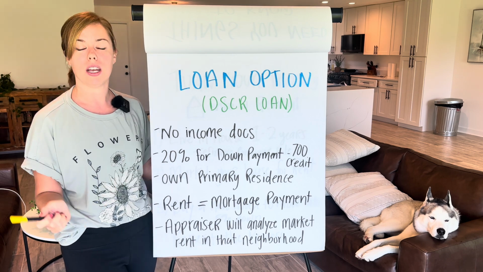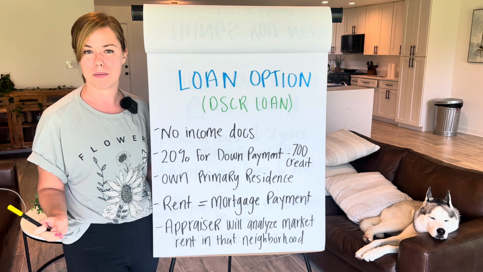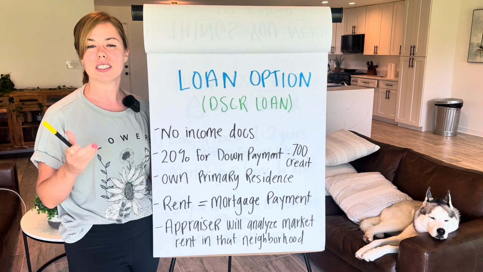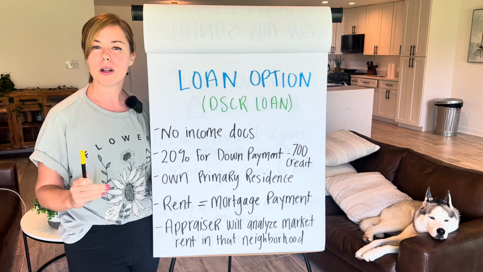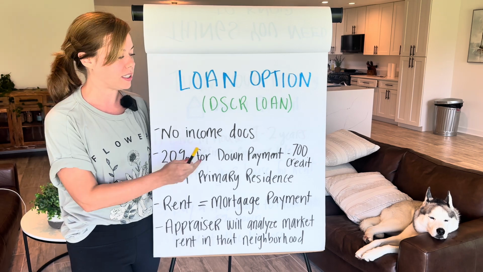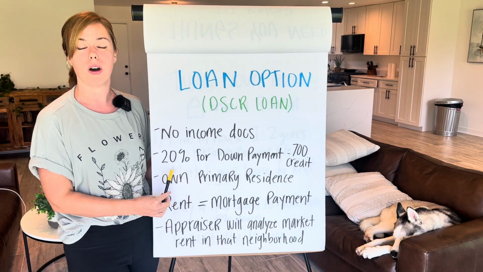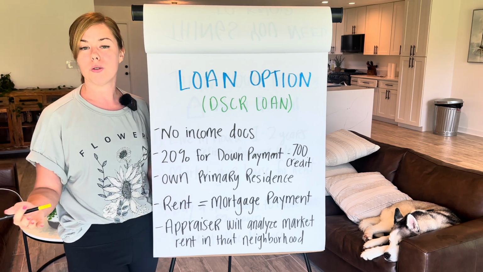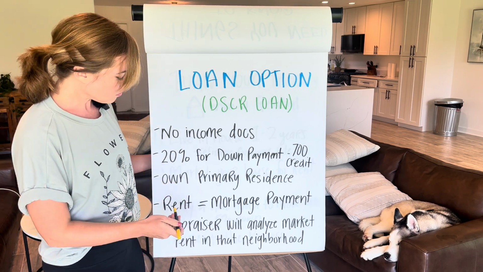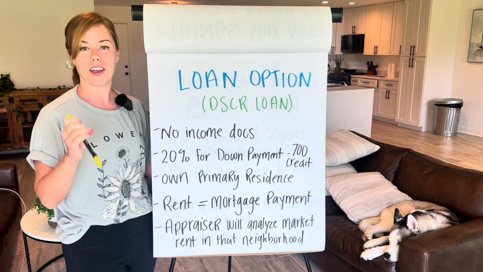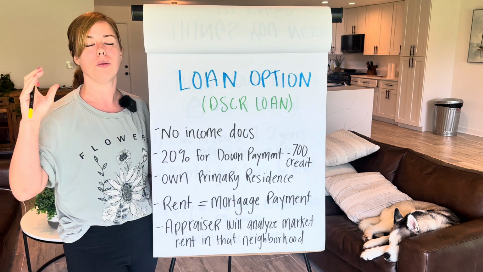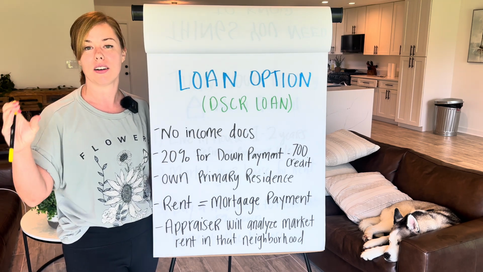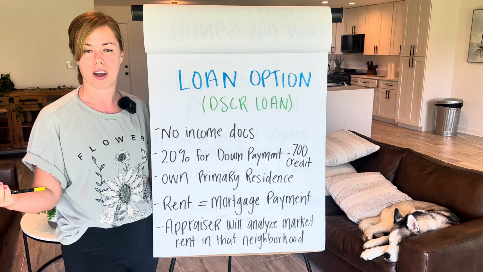So here's what you need. You need 20% for a down payment, credit score at least 700. Now, if you have a little bit lower credit score, you can go down to a 660, but you will need to put down a little bit more than 20% to qualify. And you must own your primary residence, and the rent value of that property needs to wash out, needs to at least cover the mortgage payment to qualify for this loan.